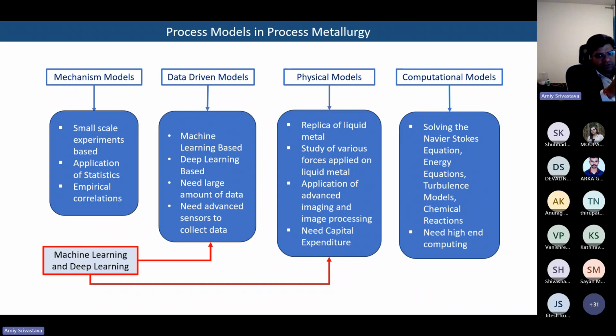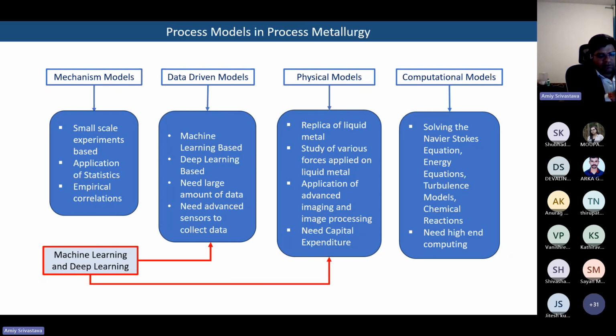So a process metallurgist should have knowledge of all these four branches, and then he can contribute to reducing those problems which we were discussing before this slide. But there is a limitation of the computational model. What is the limitation? It needs very high computing power. If you want to do something on your laptop, you will not be able to resolve complex flows. And even if you do something, I don't think it is going to be used in real-life applications.